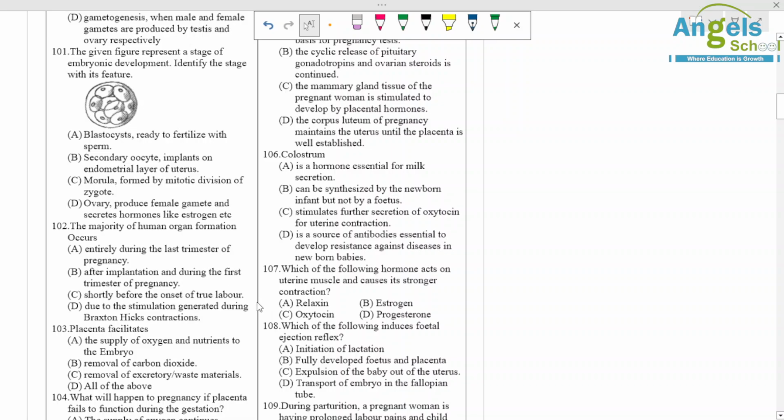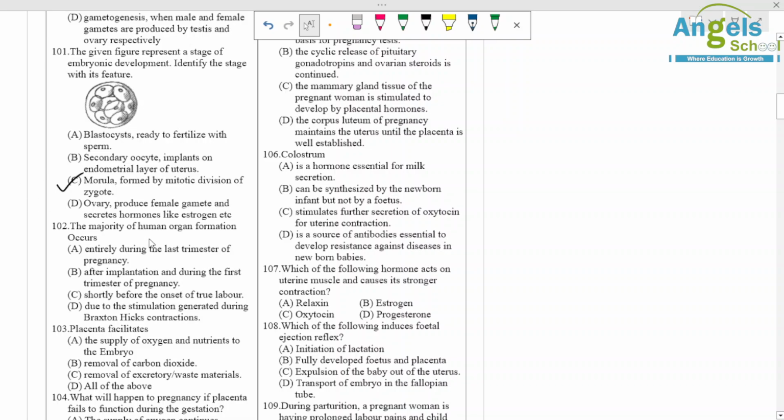Question number 101. The given figure represents a stage of embryonic development. Identify the stage with its feature. So here the diagram of morula is given, okay, and it's a result of mitotic division. Okay, so option C is correct.